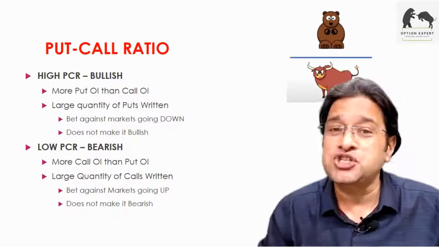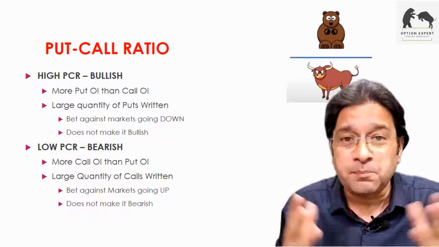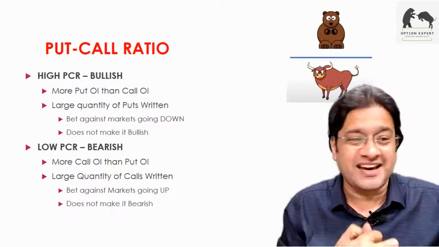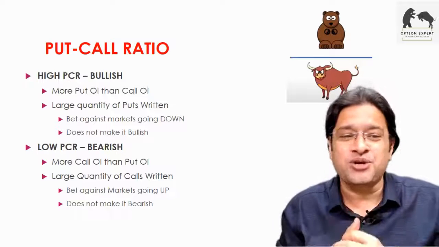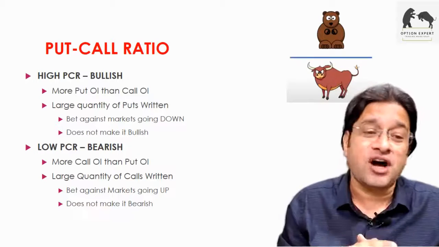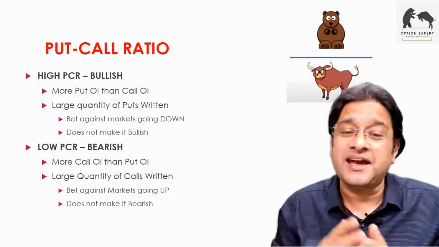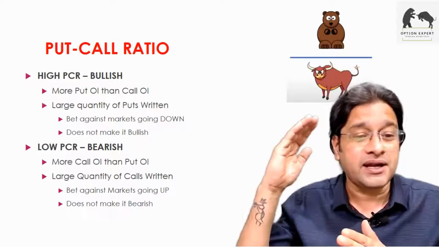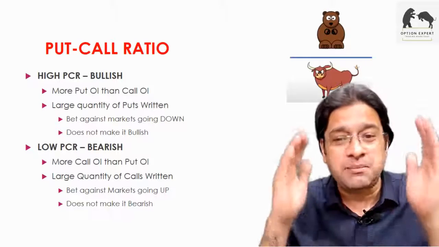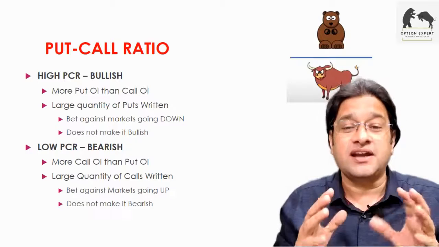Similarly, with a low put call ratio, we have seen markets typically at 0.9, 0.8, and even 0.6 PCR, which means there is more call accumulation than put open interest. So large quantities of calls are written. This is again betting against the market going up. The market not going up does not necessarily mean it will crash, but it is likely to face resistance.